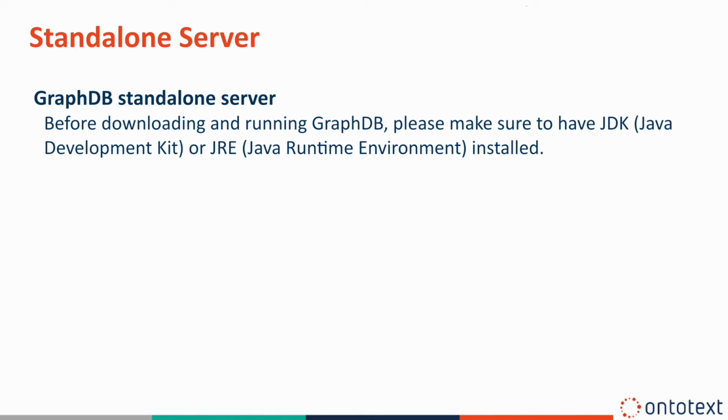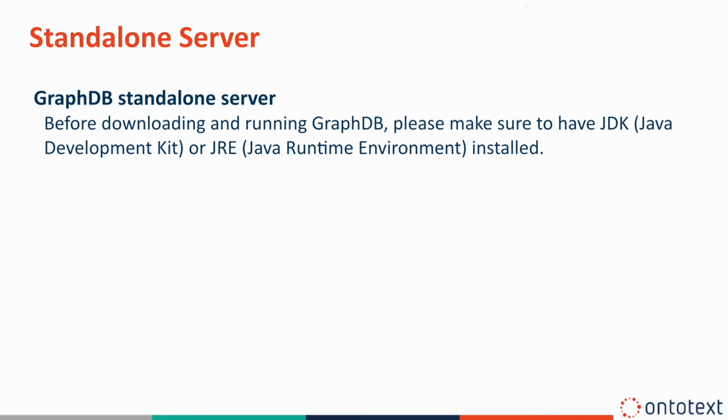The default way of running GraphDB is as a standalone server. The server is platform independent and includes all recommended Java virtual machine parameters for immediate use. Please note that running the GraphDB standalone server requires you to have a Java Development Kit or a Java Runtime Environment installed on your machine.